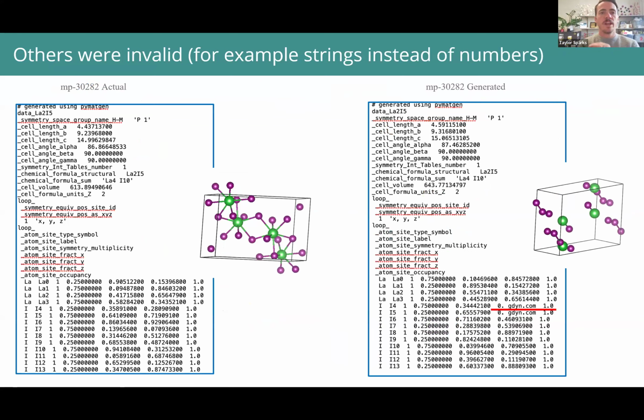Other times it delivered an invalid structure, and it can do that for a variety of reasons. For example, on the left, you see the actual CIF card for some compound, and on the right, you see the generated one. And when we open it up in Vesta, it looks like some of the atoms are missing. Well, we look into the CIF card and check it out. Instead of putting positions for X, Y, Z, it put some letters, right? So that returned an invalid structure. When we tried to open that in Vesta, it just didn't know what to do, so it didn't plot those. So we could realize, oh, that's why it's invalid. It's using strings, characters instead of numbers there.